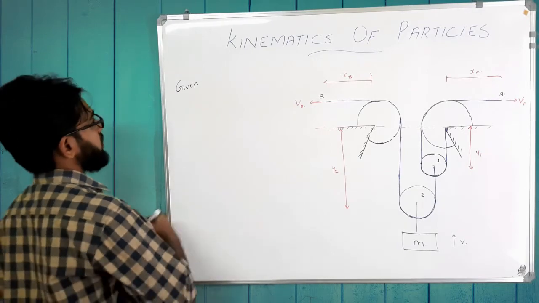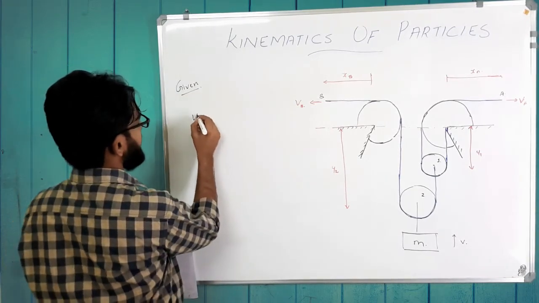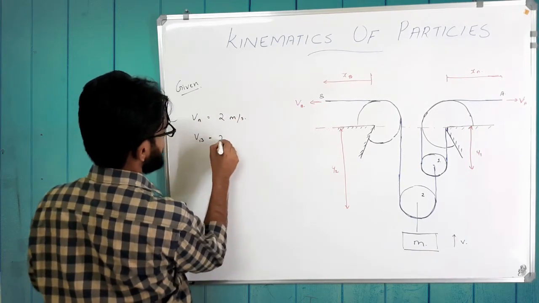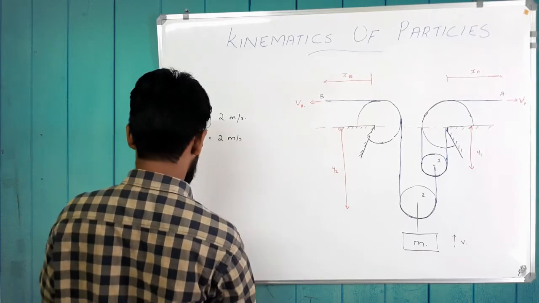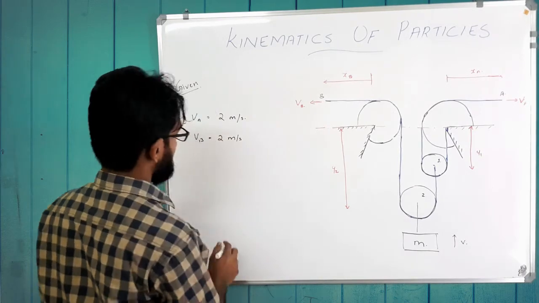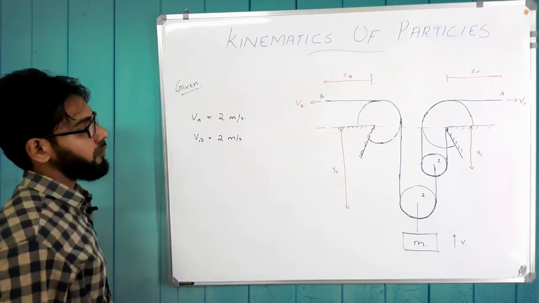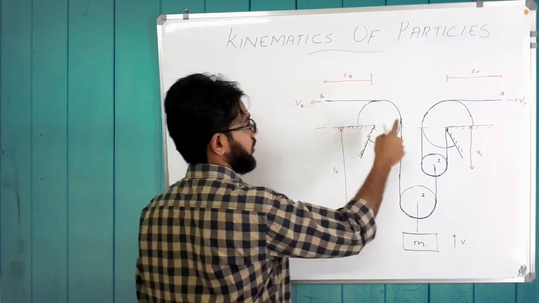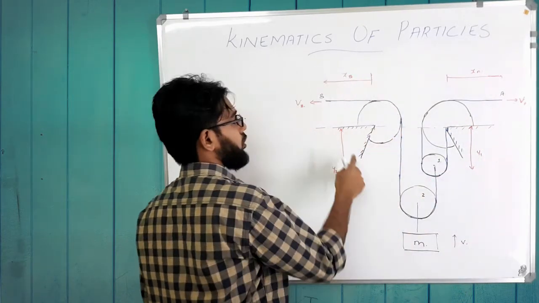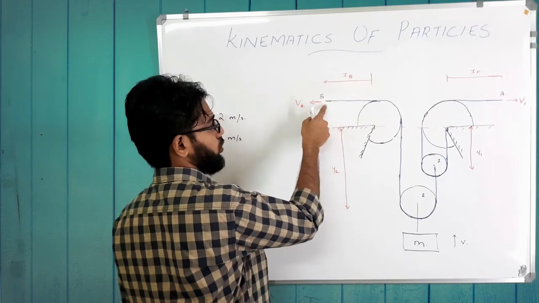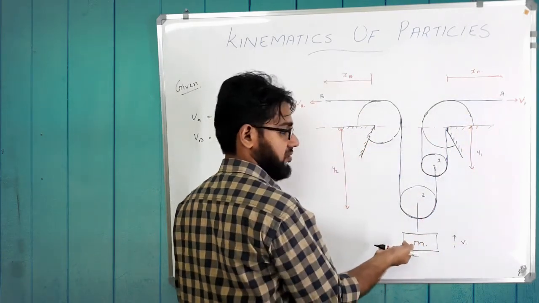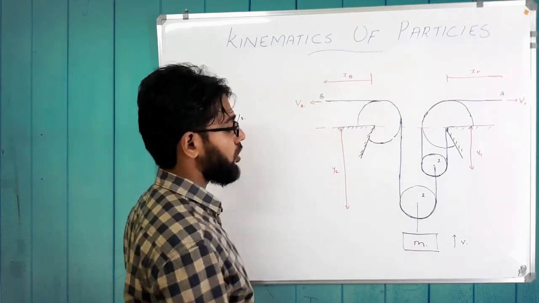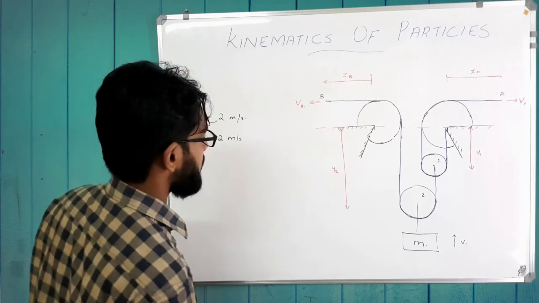Now, given VA equals 2 meters per second, VB equals 2 meters per second. These are the data that are given to you. Now, if you look at this figure closely, you can see that as these cords are pulled here towards left and here towards right, this system will rise up. Suppose V is the velocity of the mass, which we have to find out. Now, the equations of constraint.